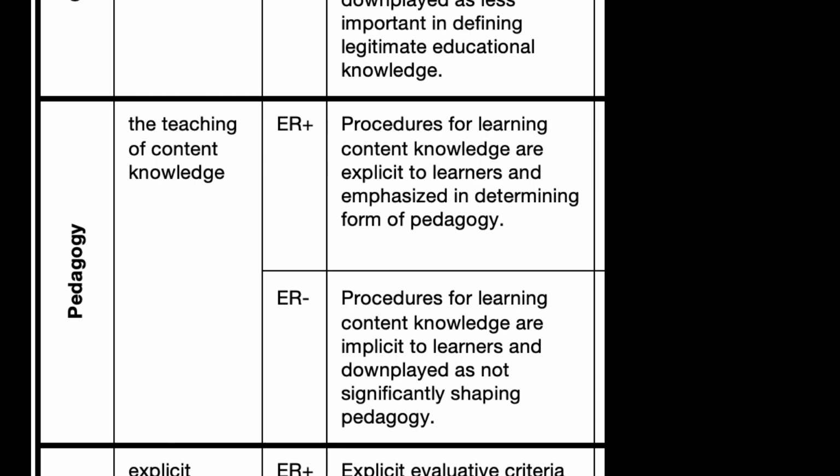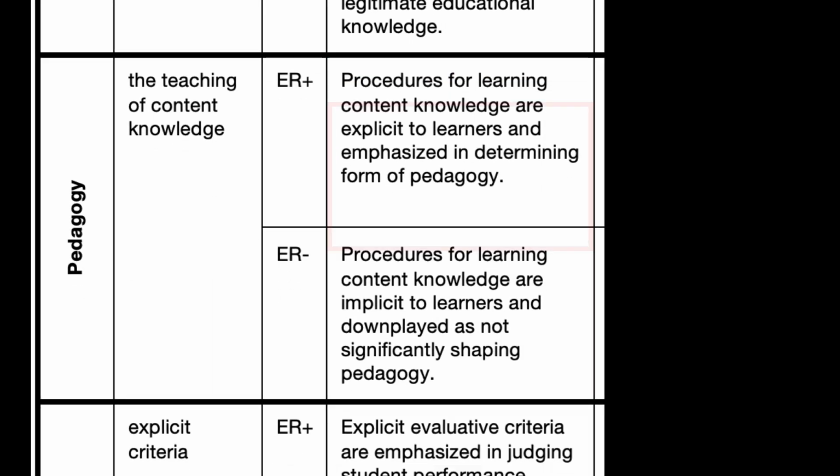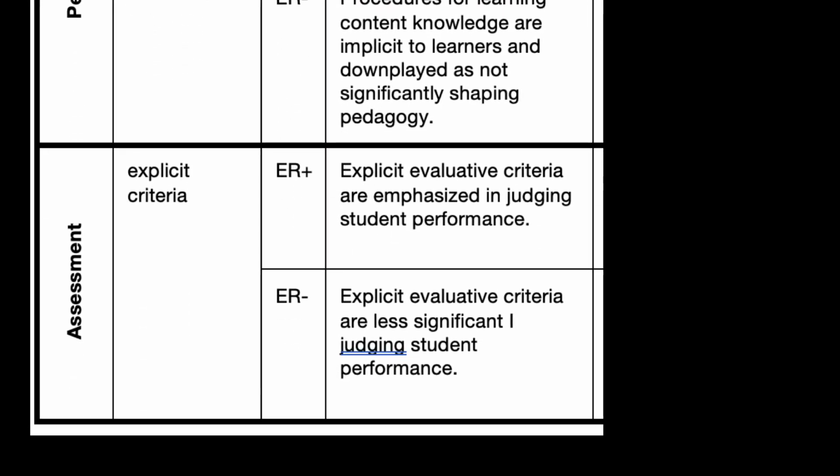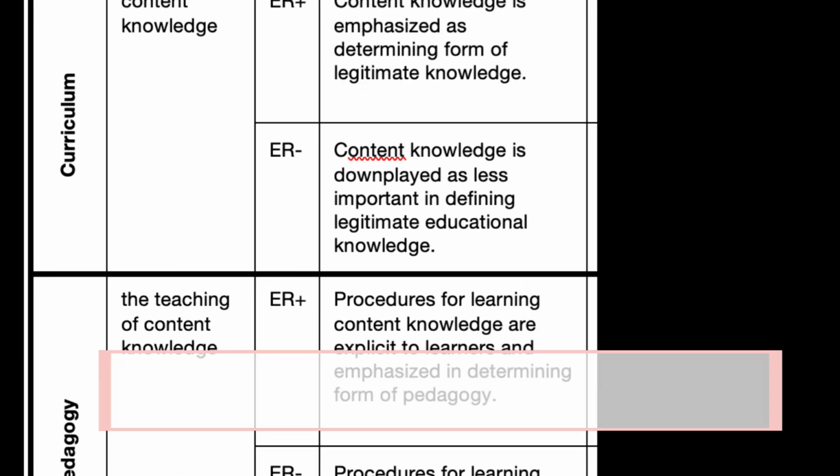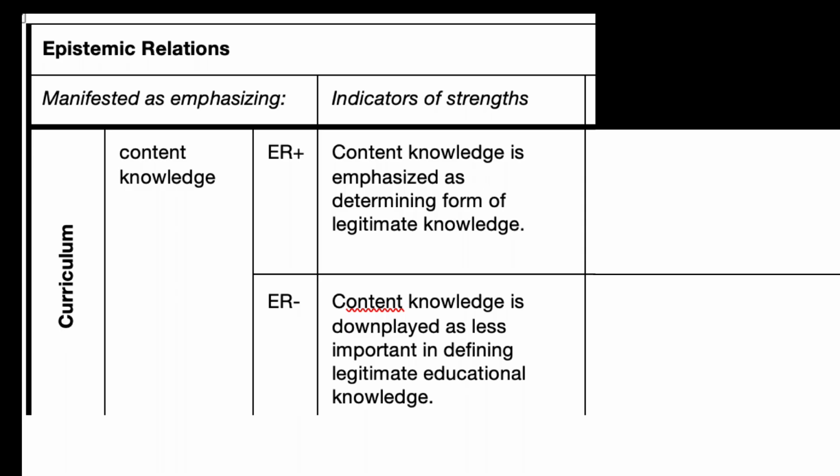In the area of pedagogy, manifested in the teaching of content knowledge, strong epistemic relations were defined as procedures for learning content knowledge are explicit to learners and emphasized in determining the form of pedagogy. Let's look at another example. In the area of assessment, strong epistemic relations were defined as making explicit evaluative criteria. And of course, indicators were defined for the social relations as well. Okay, back to the top.